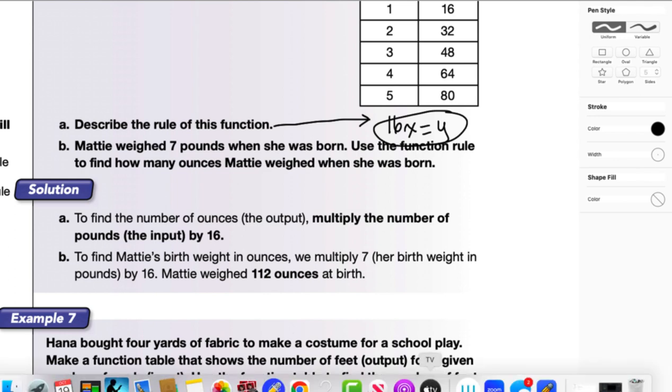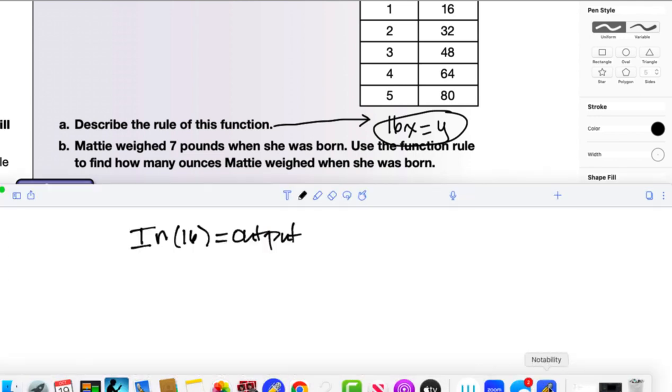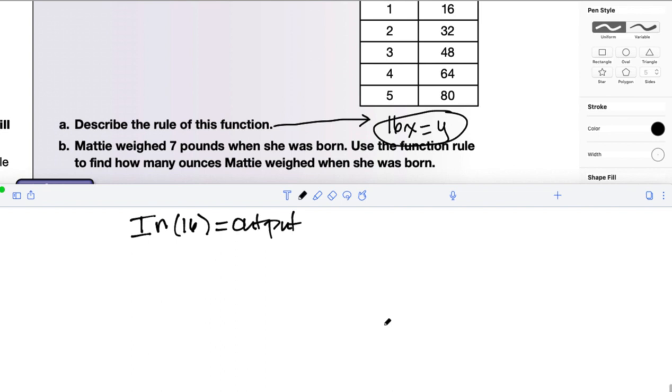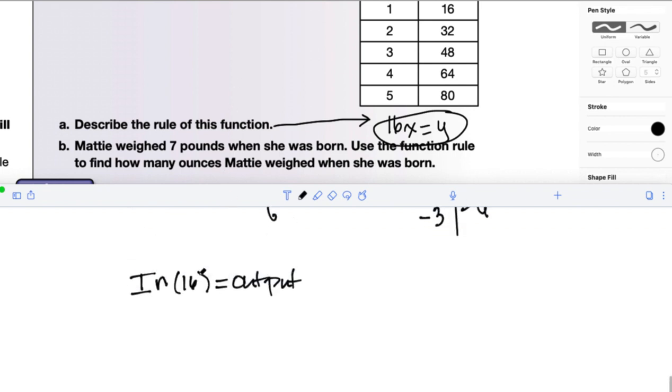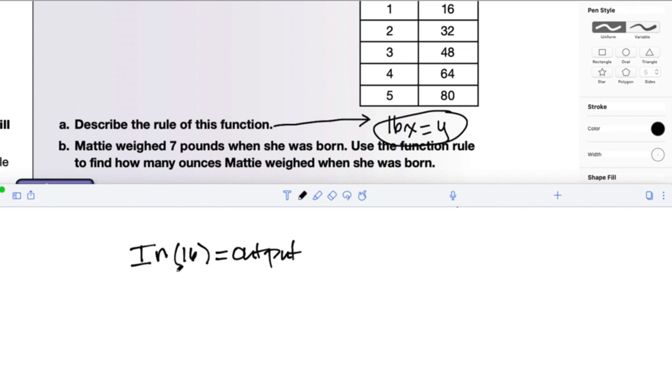This next part is asking us in part B, if Maddie weighed 7 pounds when she was born, use the function rule to find out how many ounces Maddie weighed when she was born. So already you remember our function down here, our relationship. We take the input times 16, that's what that means. Or we had X times 16 equals Y, the output. And the X again stood for pounds, and the Y over here stands for ounces.